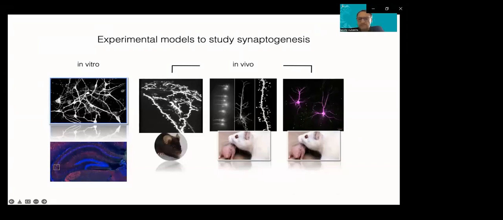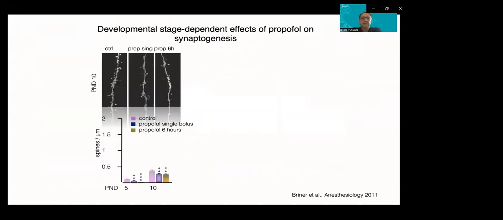The first is to study excitatory synaptogenesis and the impact of anesthetics, where we expose animals at postnatal day 5 or postnatal day 10 either to a single bolus or a 6-hour-long propofol exposure. When you compare to control animals, you can see that this results in a decrease in the number of the small dendritic spines, which are the postsynaptic sites of excitatory synaptic contacts and can be used to study excitatory synapses. So you can see that there is a decrease in the number of excitatory synaptic inputs after propofol exposure.